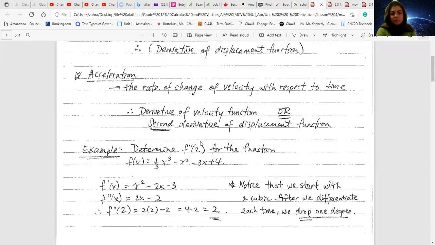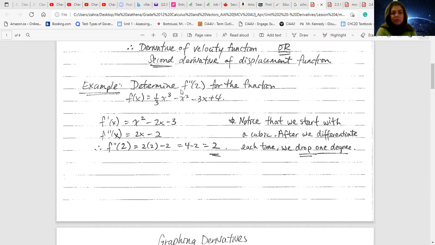Let's just do a question. Determine the second derivative at point 2 for a function f of x given to you. So the first derivative: power in front, power minus 1. 3 multiplied by 1 over 3 is 1. Power minus 1 becomes x power 2. Power in front, 2, and power minus 1, so the power of x is 1. Negative 3x is a line, so the derivative of that is negative 3. The derivative of a constant is 0, so it doesn't appear here.